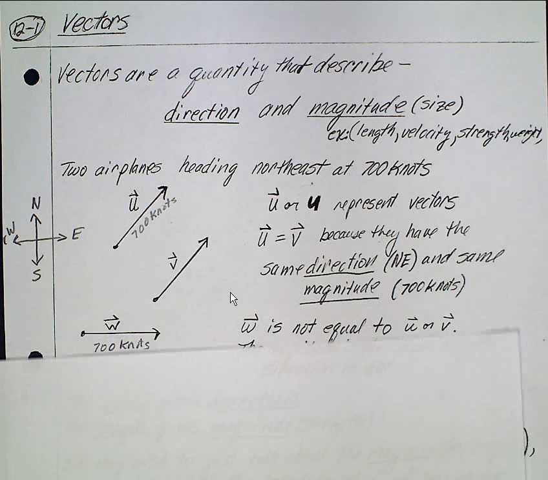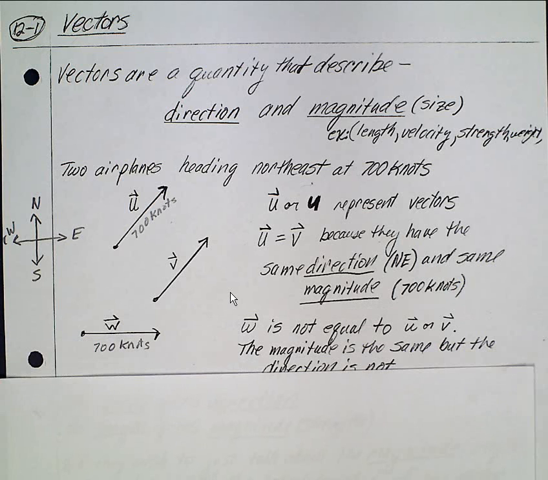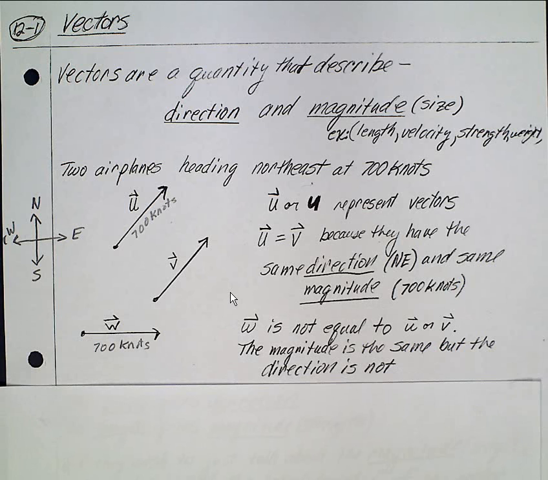Now, I can draw another vector, vector W down here, that is also going to be represented with the same length, and it represents 700 knots. But this particular vector, vector W, is headed due east, so it does not have the same direction. W is not equal to U or V because they're not going in the same direction, but they do have the same magnitude.